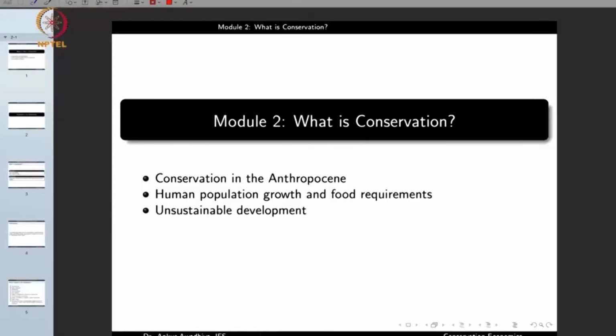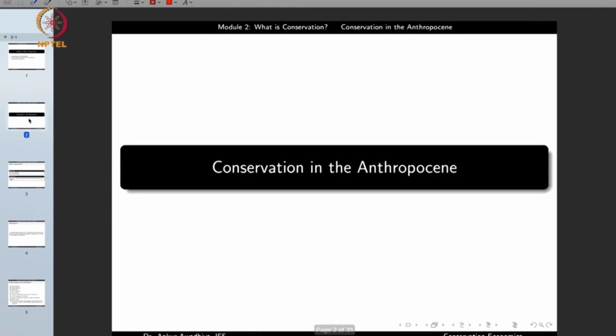Namaste. Today we begin a new module. What is conservation? This module will have three lectures: conservation in the Anthropocene, human population growth and food requirements, and unsustainable development. So let us begin with conservation in the Anthropocene.